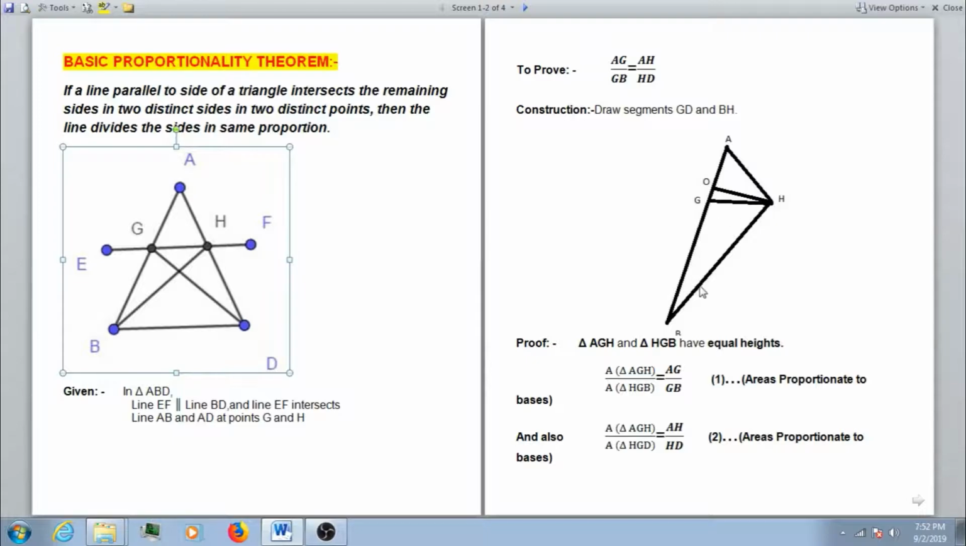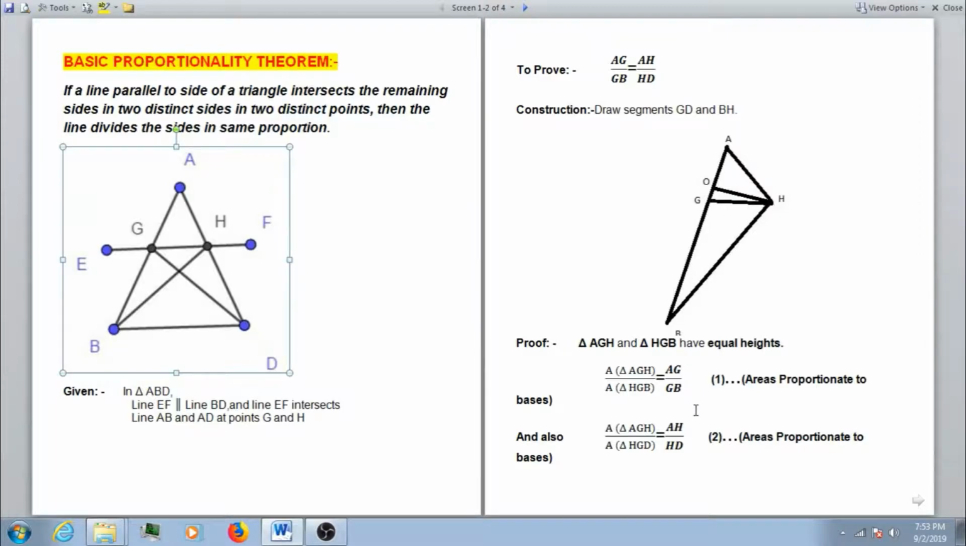Here you can clearly get the idea of how both triangles, triangle AGH and HGB, have equal heights. Why are we trying to get this? Since they have equal heights, and the area of a triangle is half into base into height, the areas will definitely be proportional to their bases. This is what I have written here: the areas are proportionate to the bases. So area of triangle AGH upon area of triangle HGB is equal to AG upon GB, because they have equal heights.